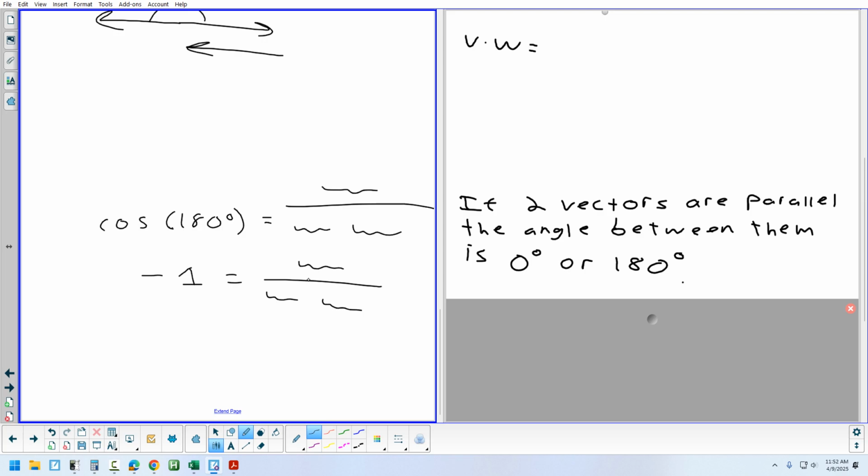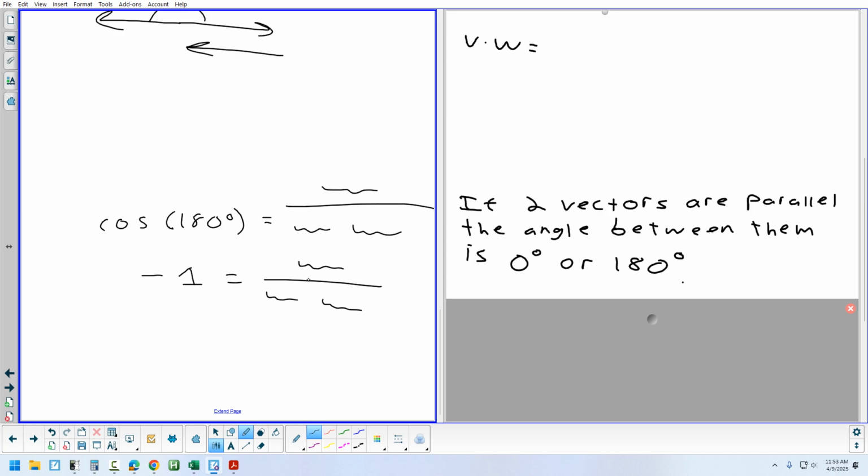Inverse? No, not inverse. It's not a super fancy word. Opposite. Opposites. Two numbers that have the same value, but one of them is negative. If you divide opposites, you will get -1.